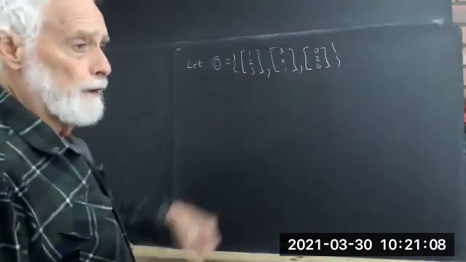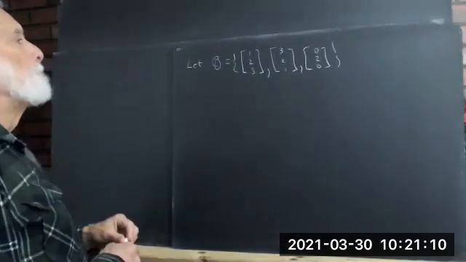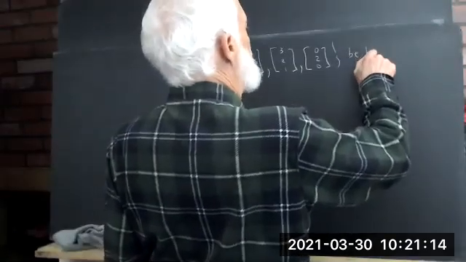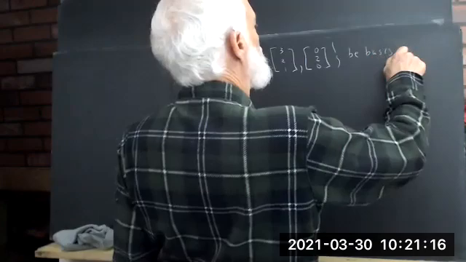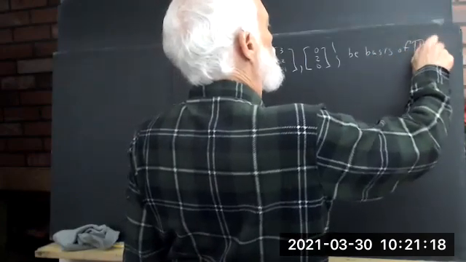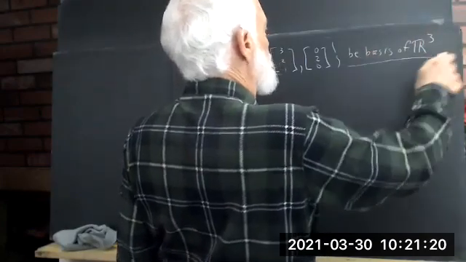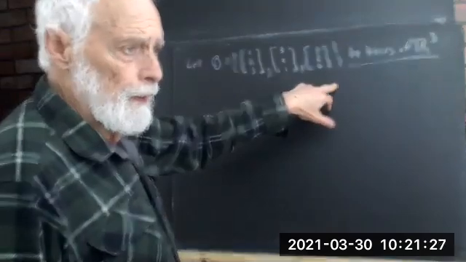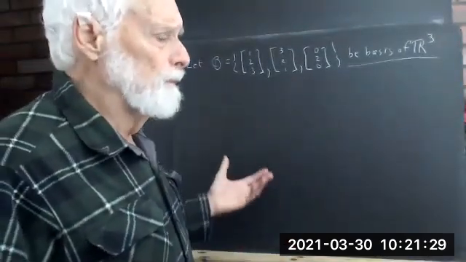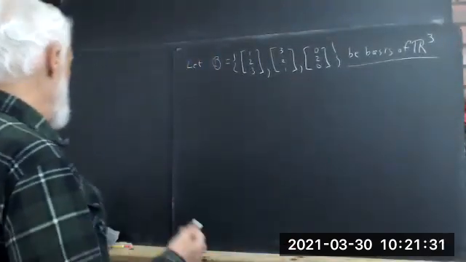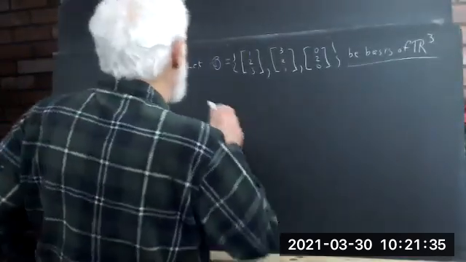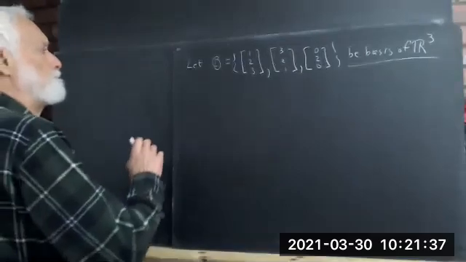So you can calculate it yourself. But now, we'll let this be a basis of R3. R3 we know has dimension 3. We've got 3 vectors here. None of them are orthogonal to any of the others. It follows we have a basis. Okay, so here's our basis.